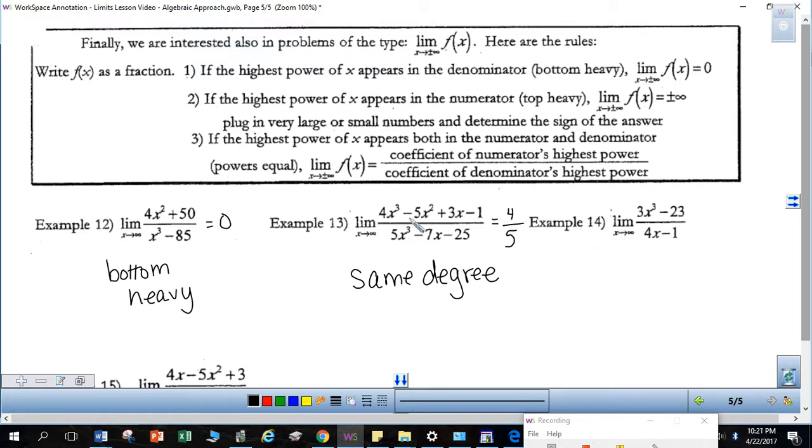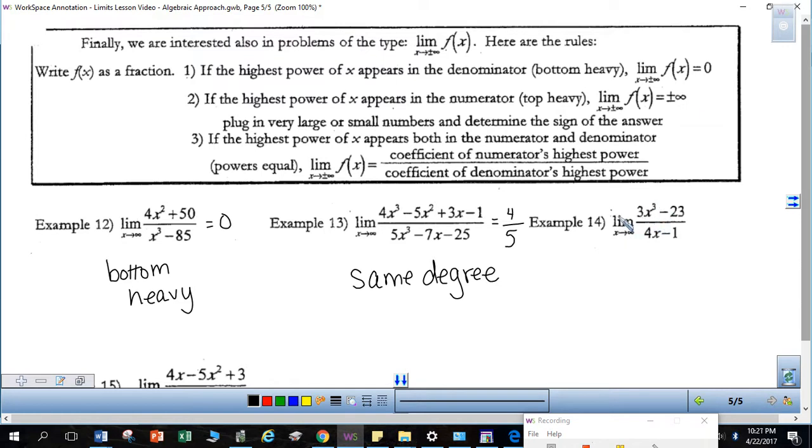Okay, now the last situation is if it's top heavy. So the highest power of x appears in the numerator. If it's top heavy, the limit is going to equal positive or negative infinity. And all we need to do is plug in a very large number if we're doing the limit as x approaches infinity, or plug in a very small number if we're trying to find the limit as x approaches negative infinity, to determine the sign of our answer. Okay, so let's look at example 14. This one is top heavy.